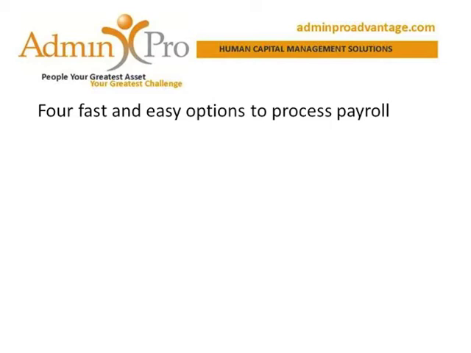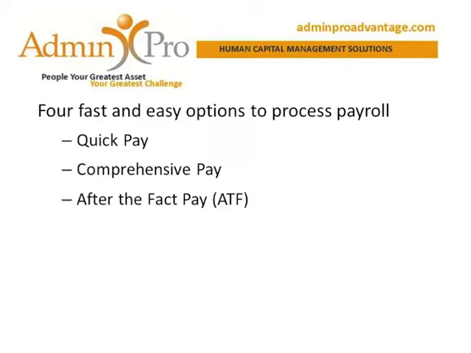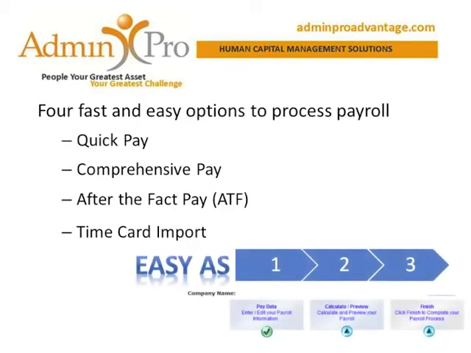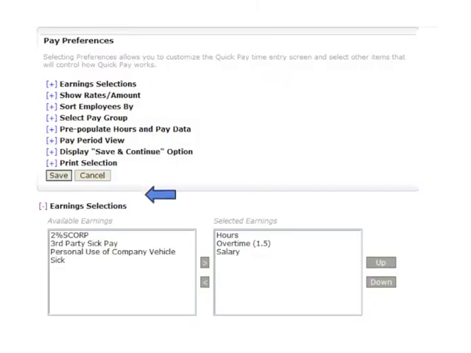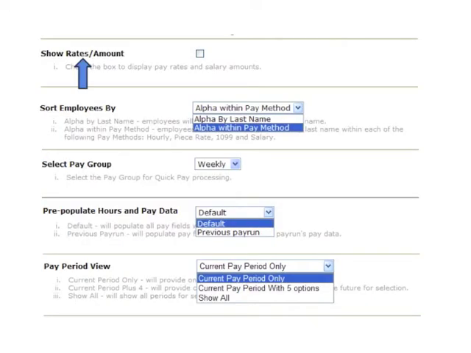There are 4 fast and easy options to process payroll: quick pay, comprehensive pay, after the fact pay, and time card import. In all 4 cases, the first action is to set up the pay preferences. This determines the screen layout per the user. The user can determine if pay rates or salary amounts should show, how to sort employees, which pay group to process, whether to run with default amounts or pull data from a previous run, and which pay period to view.